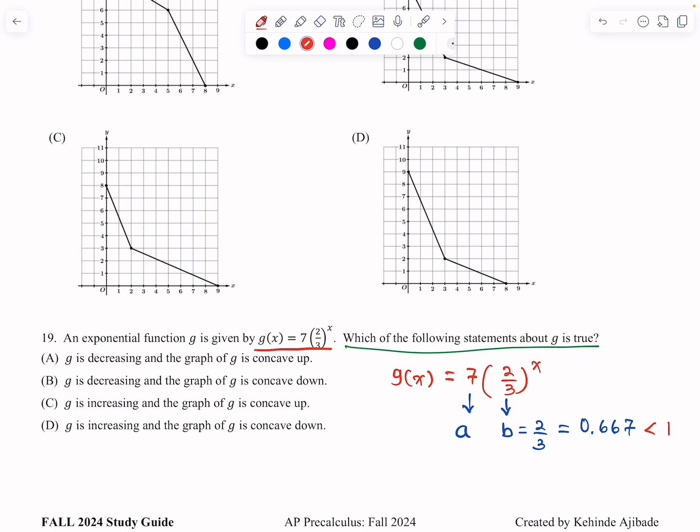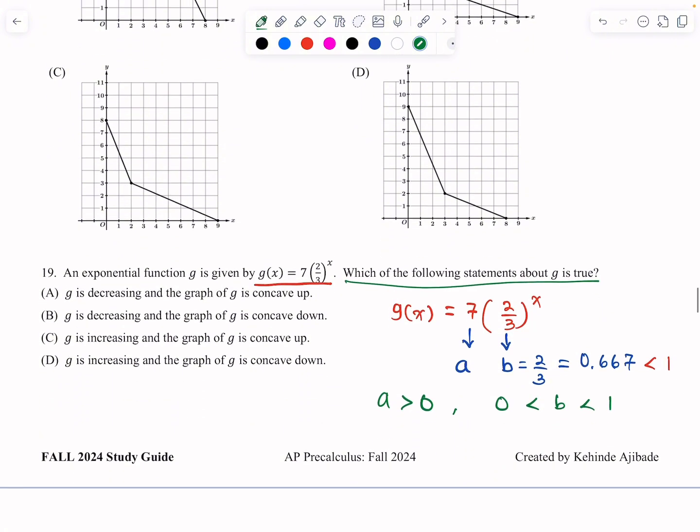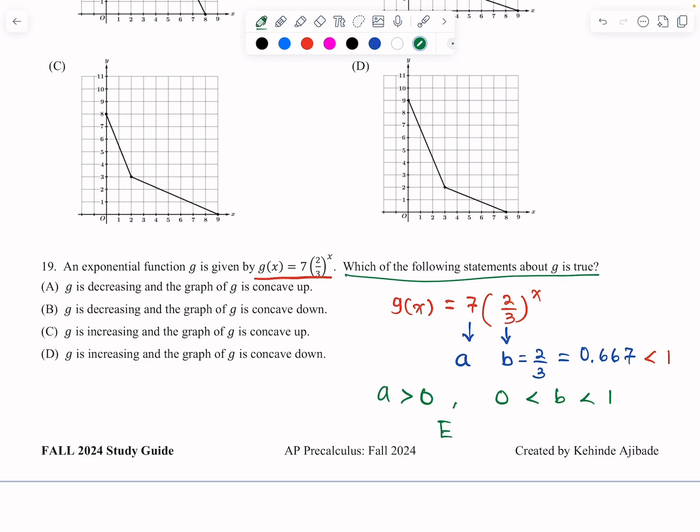There is a condition that says that if your a is greater than 0 and your b is between 0 and 1, this means you have exponential decay. That's the condition for exponential decay. But I want you to note something: if your a is greater than 0 and your b is greater than 1, this one is exponential growth. I want you to know the difference between these two.